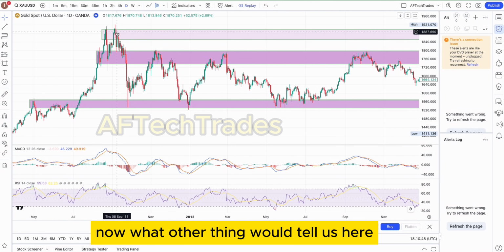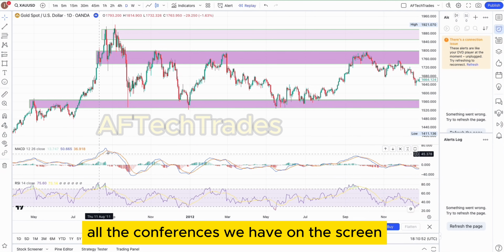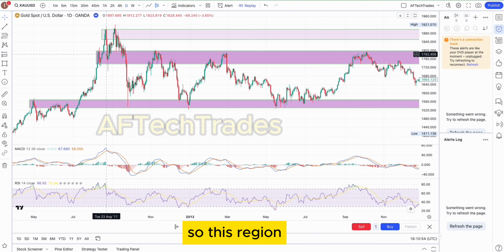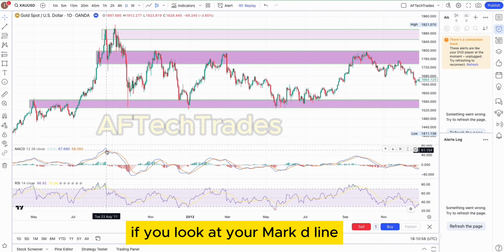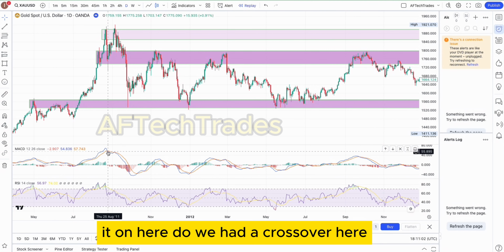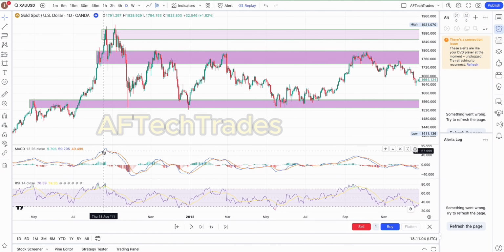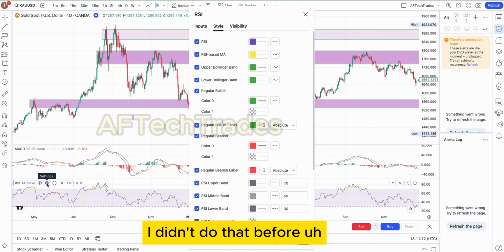Now, what other thing would tell us here, from other indicators, other confluences we have on the screen? So this first one that happened, if you look at your MACD line, your MACD turned here. It turned here, though we had a crossover here. You have the MACD turning here. You also have, okay, now let me change the settings of the RSI. Sorry, I didn't do that before.